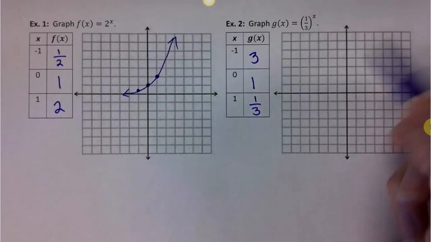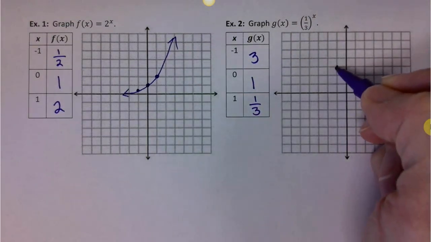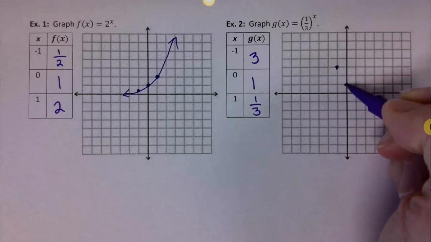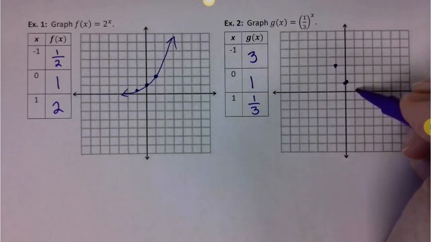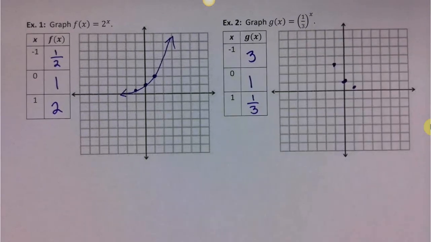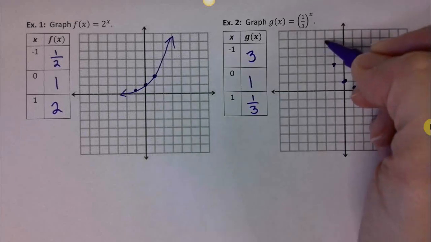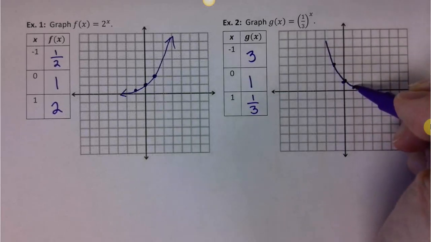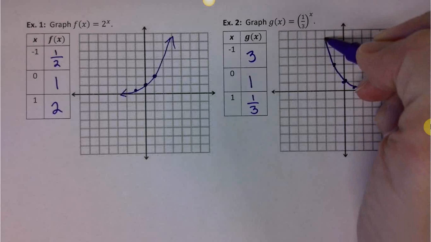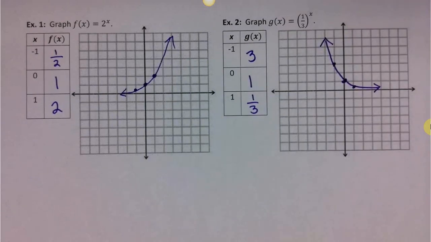And now we're going to plot these points: (-1, 3), (0, 1), and (1, 1/3). And then we connect these and end up with something like that for the graph of g(x).